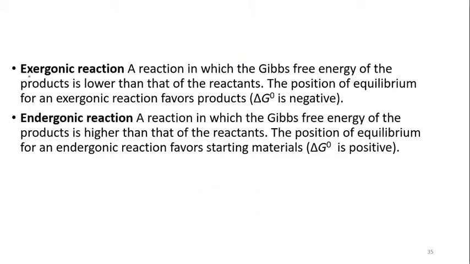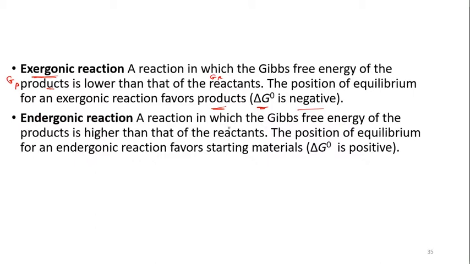So if my reaction is exergonic, this means it will be accompanied by the release of energy, and in that case the Gibbs free energy G of the product will be lower than the Gibbs free energy of the reactant. The position of the equilibrium for an exergonic reaction would favor the products. In that case, the delta free energy will have a negative value.